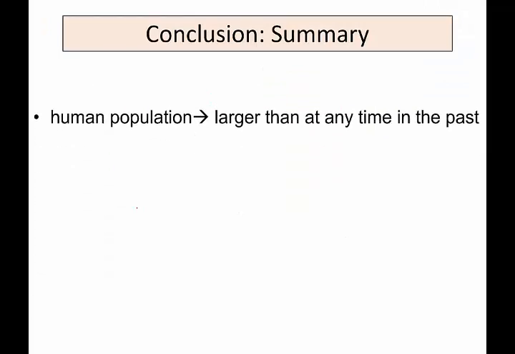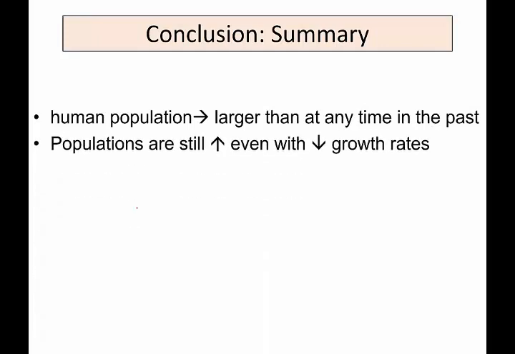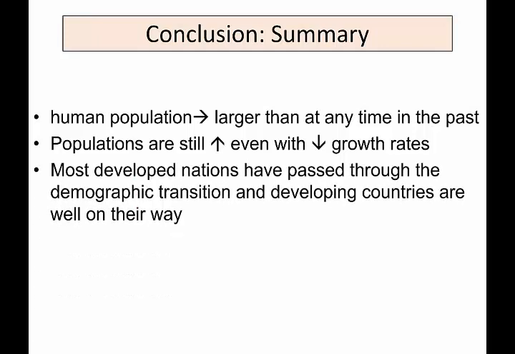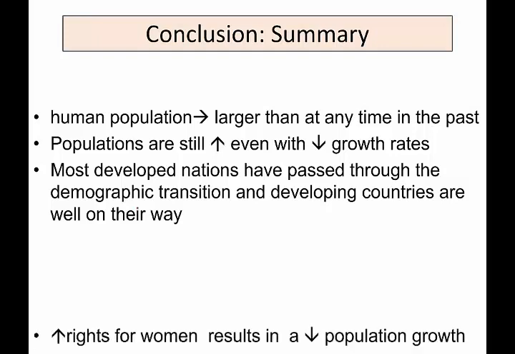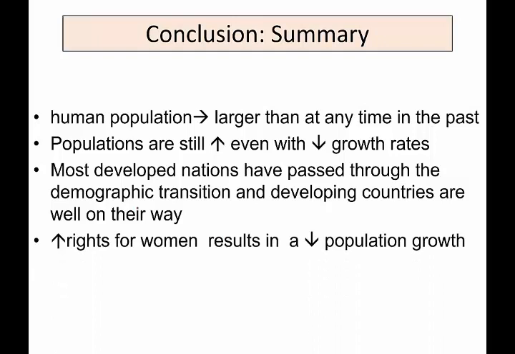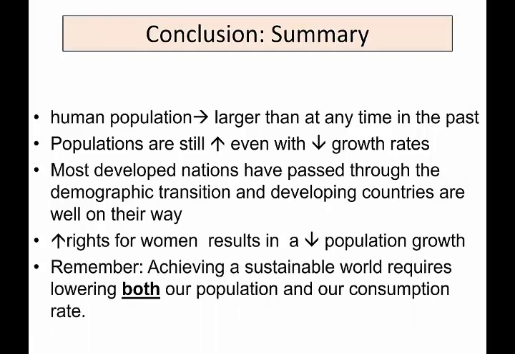So in conclusion, human population now is larger than it has been at any time in the past, and populations are still increasing even though growth rates are down. Most developed countries have passed through the demographic transition, and most developing countries are well on their way. Not all, but most. Increased rights for women have resulted in decreased population growth, but remember that in order to achieve a sustainable world, we don't only have to decrease our population, we have to decrease our consumption rate. And that's something that's not happening yet.